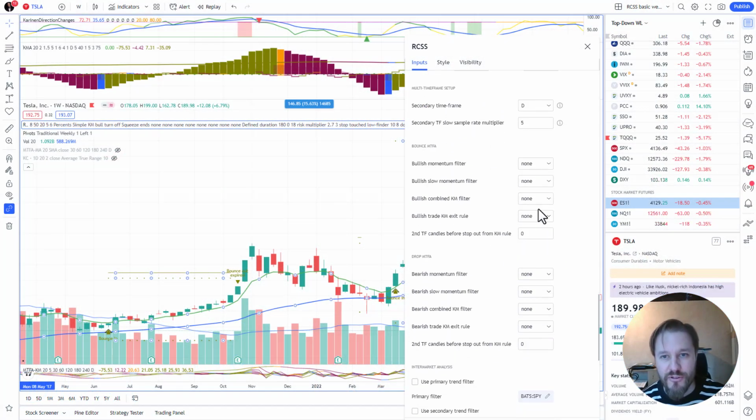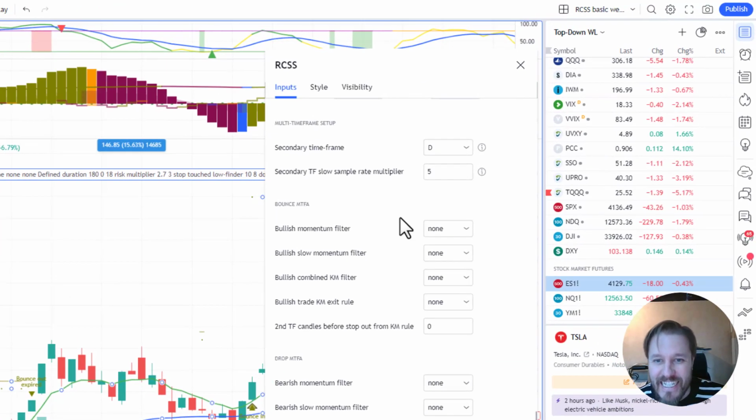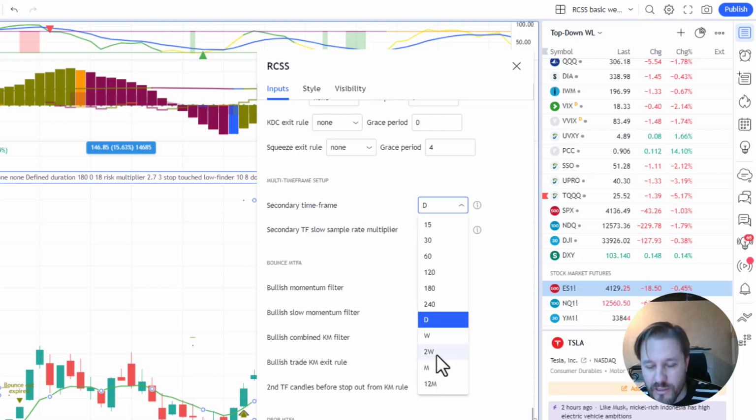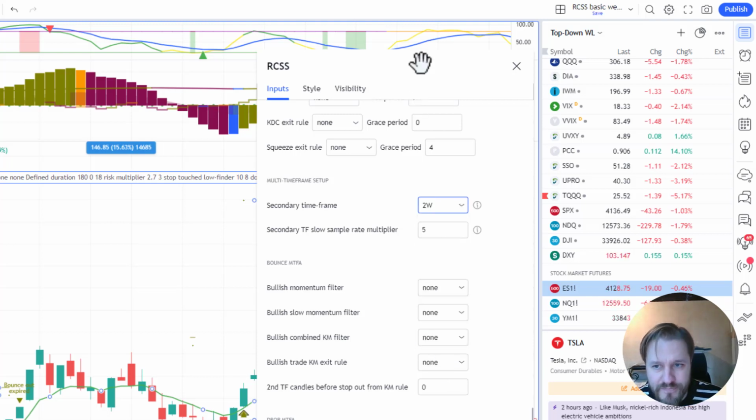So it's time to go through the multi-time frame setup on the reversal catcher strategy system. First you've got the multi-time frame setup. What is your secondary time frame here? Daily, does it make any sense for weekly? No, it doesn't. If I would set that to monthly or 2 weeks, that would probably make some sense already. So let's put it to 2 weeks just to make this make some sense.